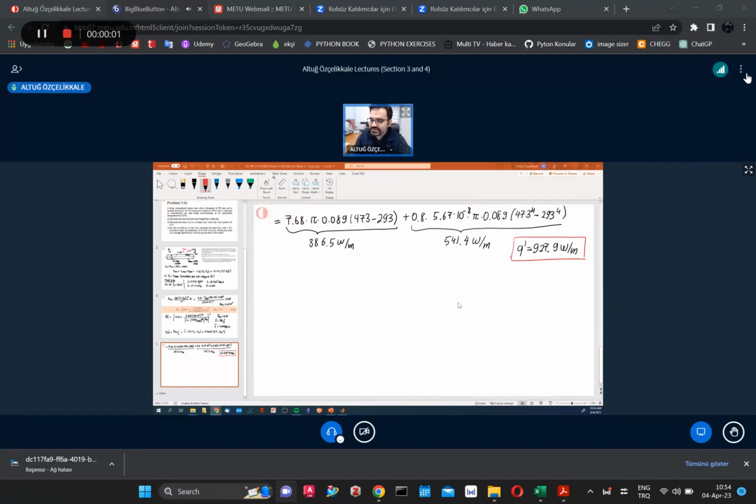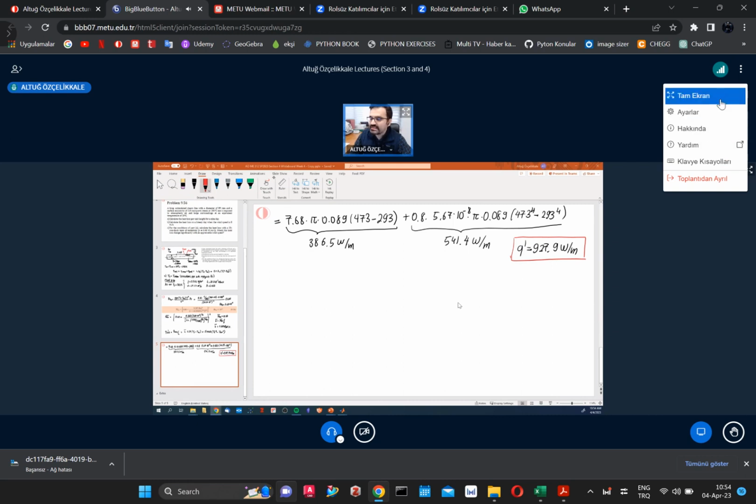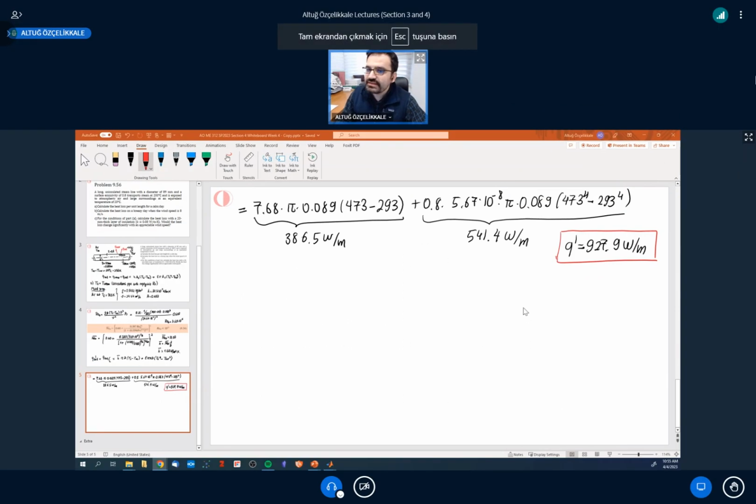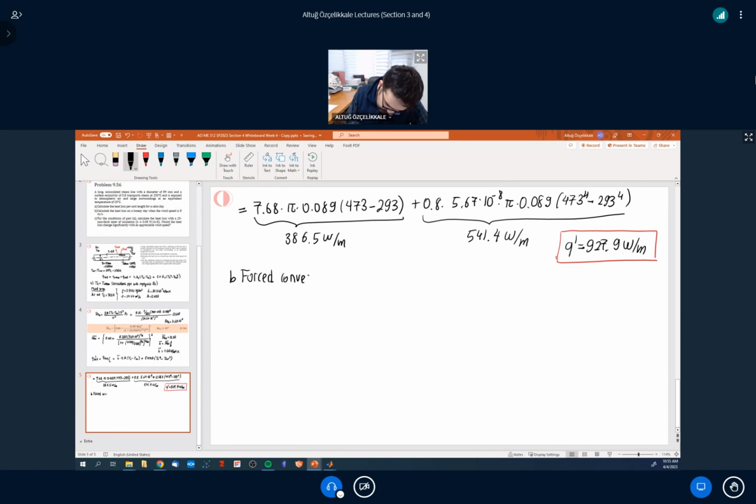When we have a breeze, when we have wind, in essence on a breezy day. So part B, with free stream velocity of 8 meters per second.